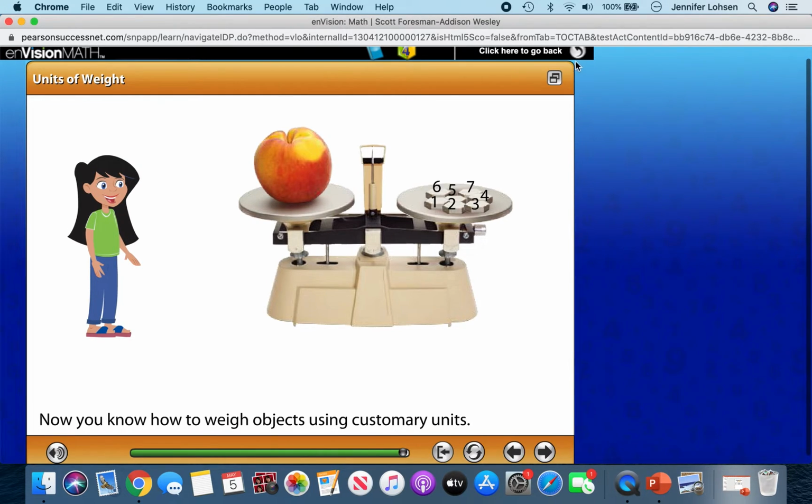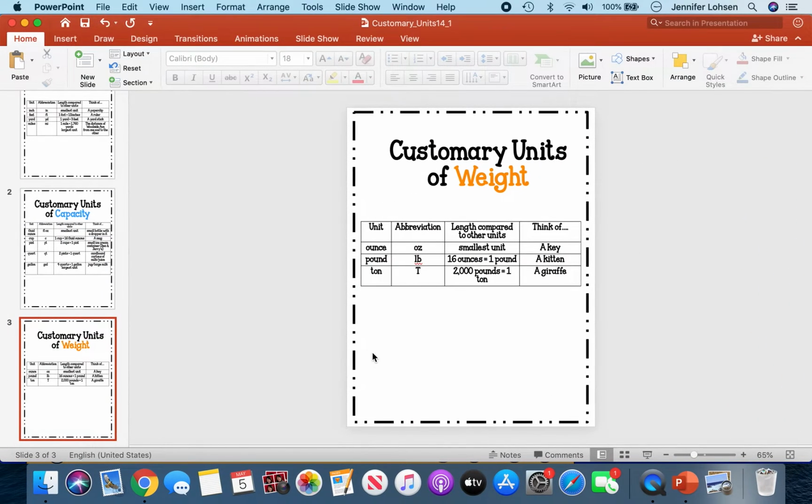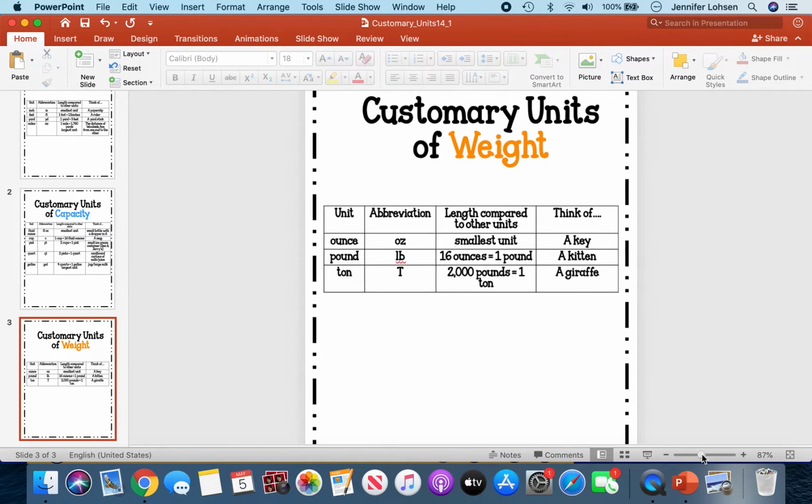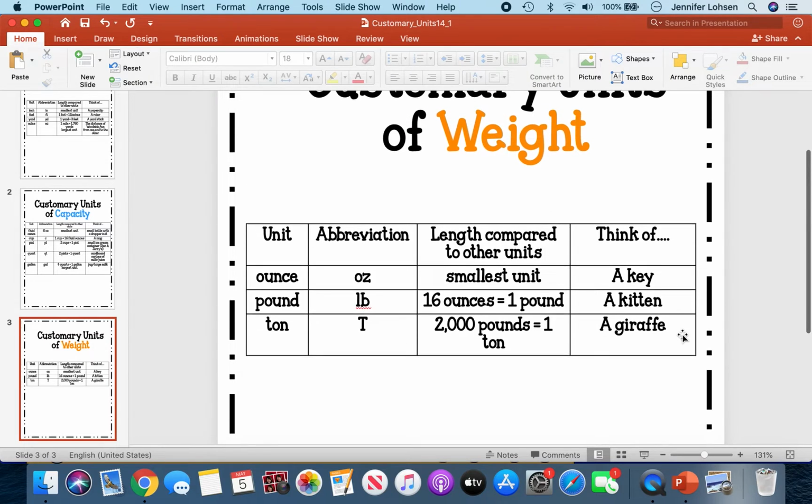All right, guys, so we are going to really quickly just review. So we have our customary units of weight sheet here. Let me zoom in a little bit for us. So customary units of weight.